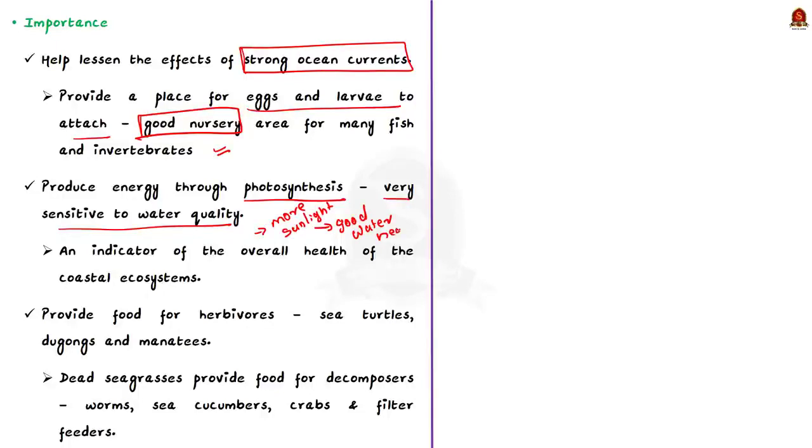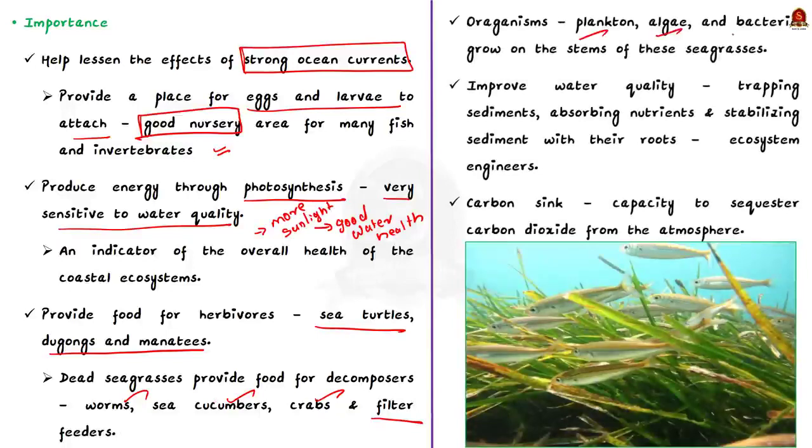Thirdly, the seagrass provide food for herbivores like sea turtles and manatees. Note that not only when they are alive, but even the dead seagrass provide food for decomposers like worms, sea cucumbers, crabs and bottom feeders. Also, organisms like planktons, algae and bacteria grow on the stem of the seagrass.